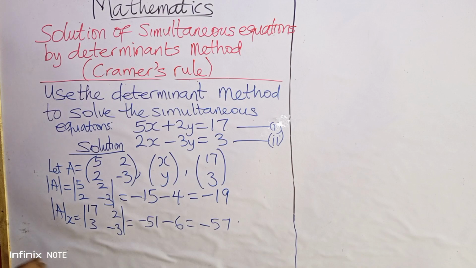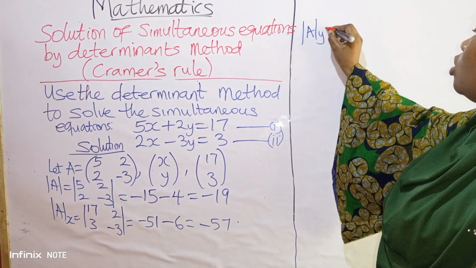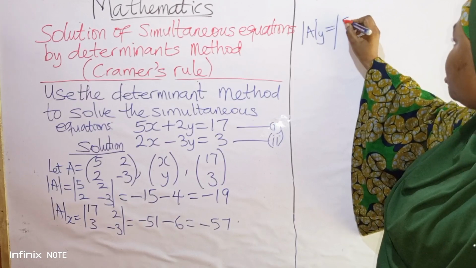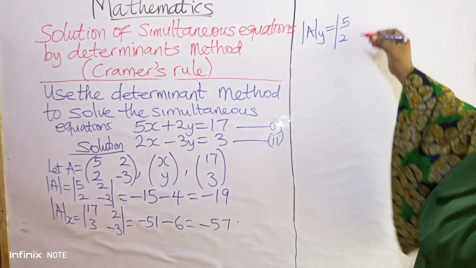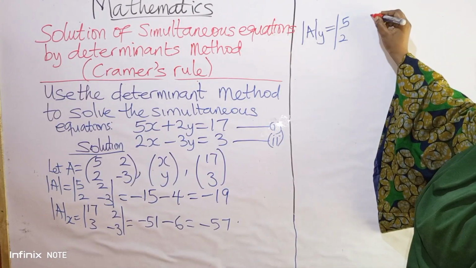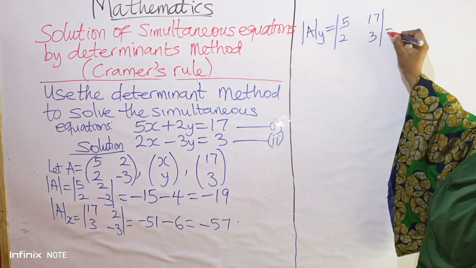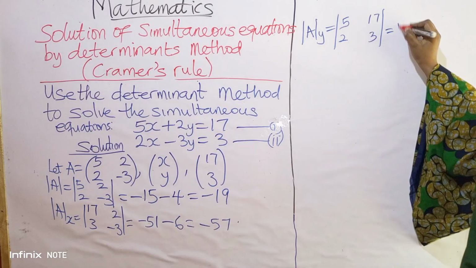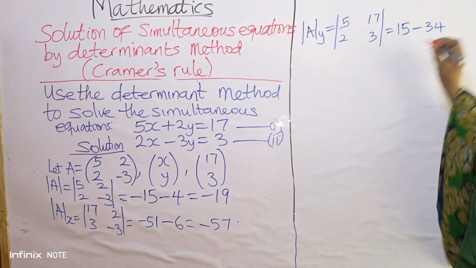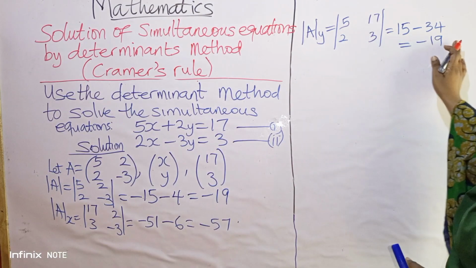After doing that, I need to find the determinant of A with respect to y. The first column remains, so the second column will be changed with the constants 17, 3. Find the determinant of this one. 5 multiplied by 3 is 15, minus 2 multiplied by 17, which is 34. And that is minus 19. So that's the determinant of A with respect to y.